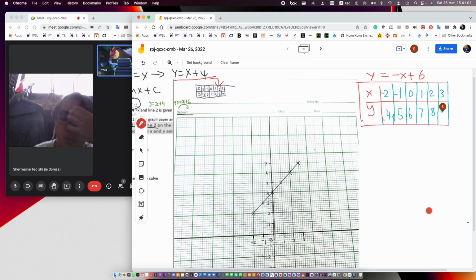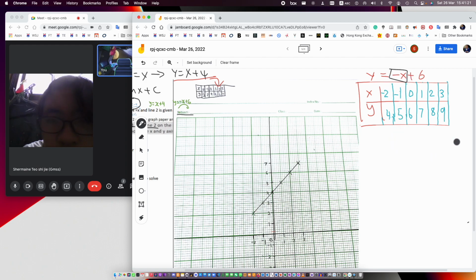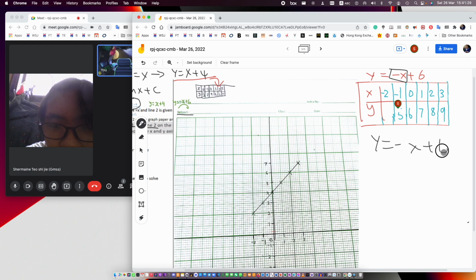Are you sure or not? Can you punch your calculator carefully? Are you sure? Don't anyhow. Minus x, so you need to put the minus 2 inside. y equals minus x plus 6. So you put the minus 2 inside.